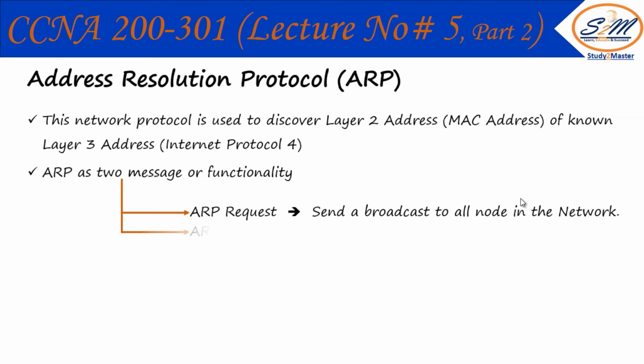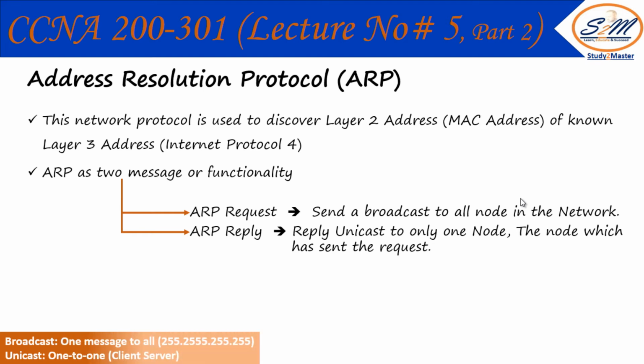Address Resolution Protocol, or ARP. This network protocol is used to discover the layer 2 address, the MAC address, of a known layer 3 address, the Internet Protocol or IP address. ARP has 2 messages or functionalities: ARP request and ARP reply. ARP request sends a broadcast to all nodes in the LAN or network. ARP reply is unicast to only one node, the node which has sent the request, in order to gather those MAC addresses which are not learned in the switch or layer 2 devices.